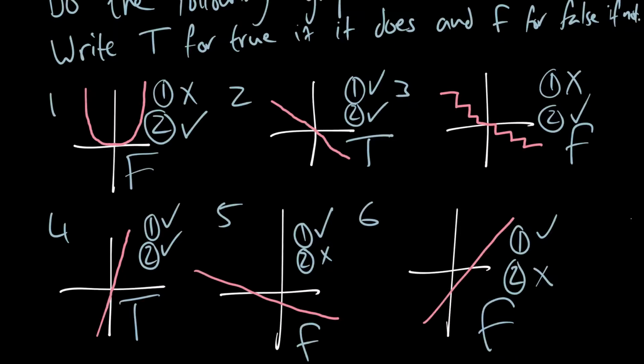This one, it's like a zigzag. It goes through 0, 0, but it's not a straight line. So it's false. This one is a straight line and it goes through 0, 0, the origin, so it's true. This one is a straight line but it does not go through the origin, so it's false. And this one is a straight line but it does not go through the origin, so it's false.